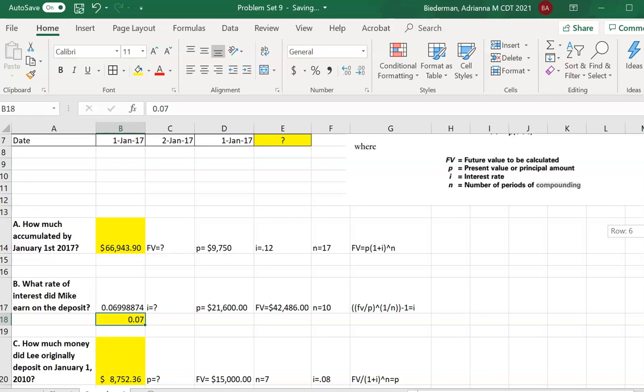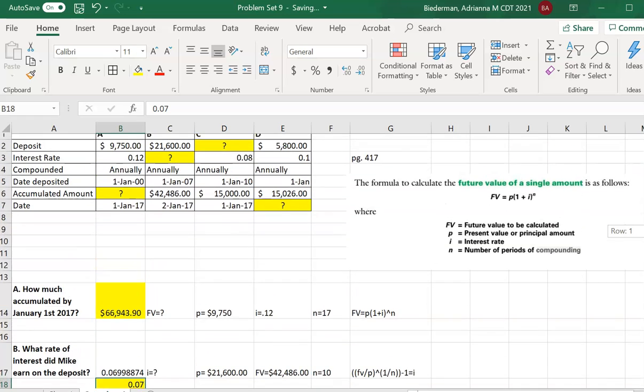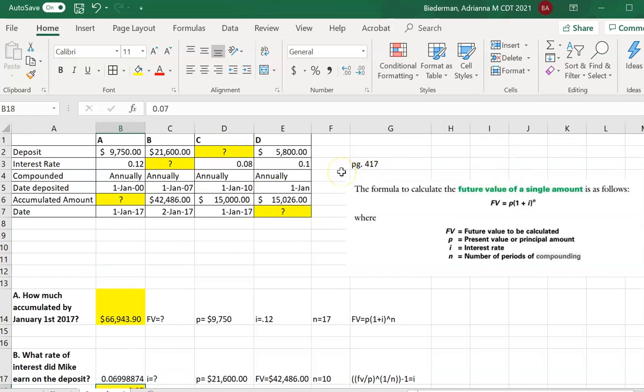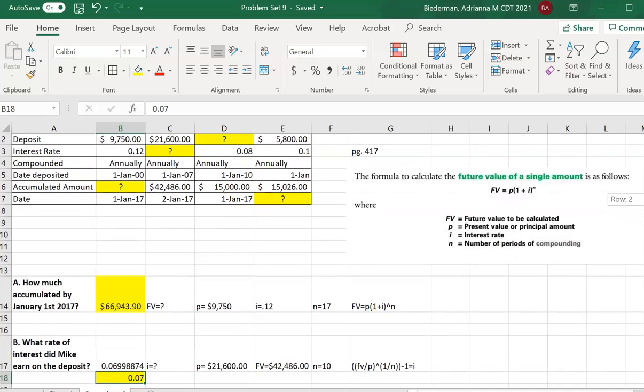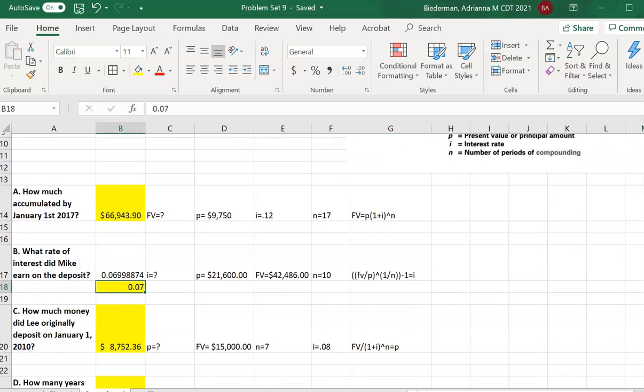Next, we have how much money did Lee originally deposit on January 1st, 2010. We'll head back up to the chart to see which variable we're missing. So it wants to know how much he originally deposited. It gives you the 8% interest rate compounded annually. You know that you're going to have 7 years that you're looking for because you originally deposited in 2010. You're going to take it out in 2017. And the accumulated amount they give you is $15,000. So you're going to come back down, still using the same exact equation.